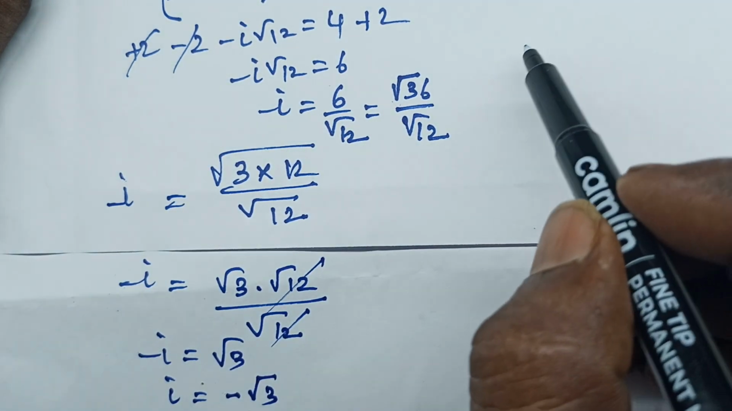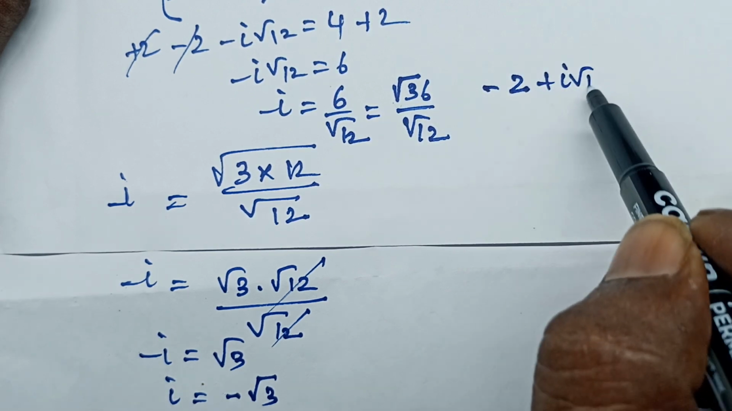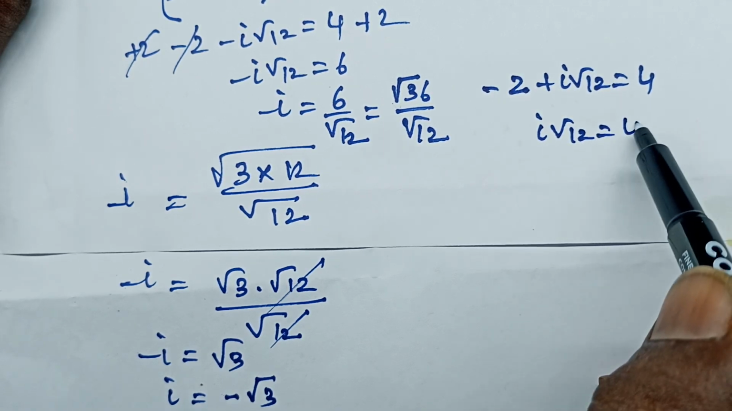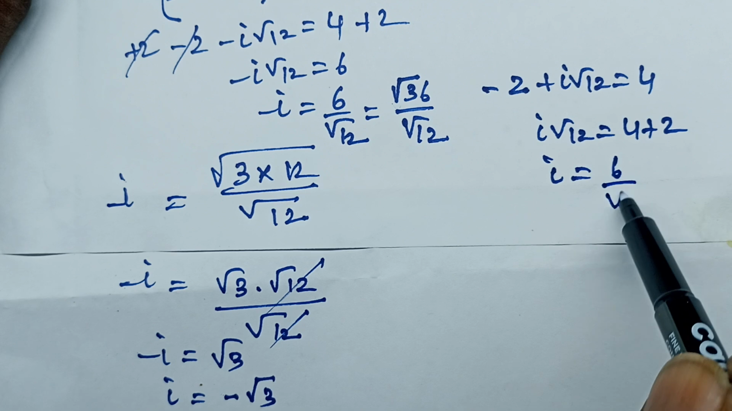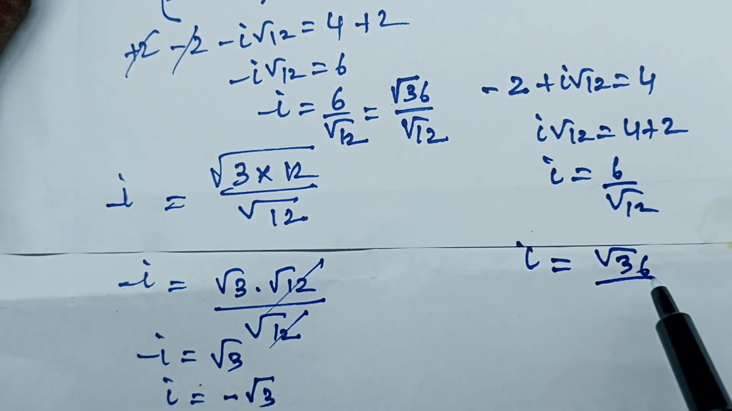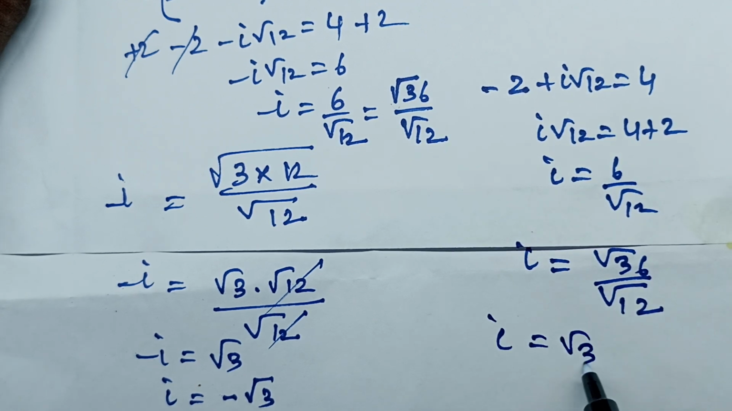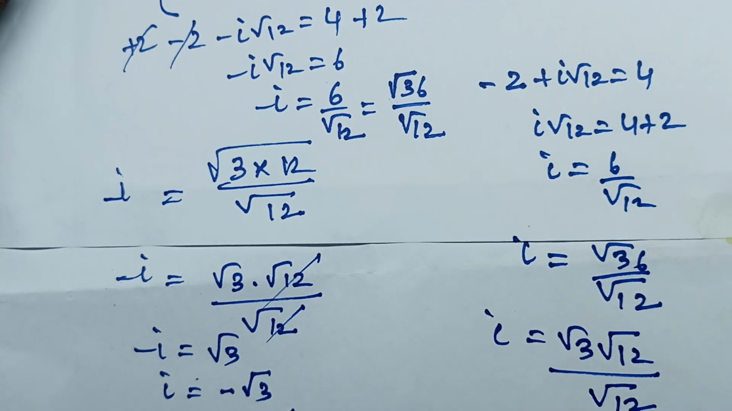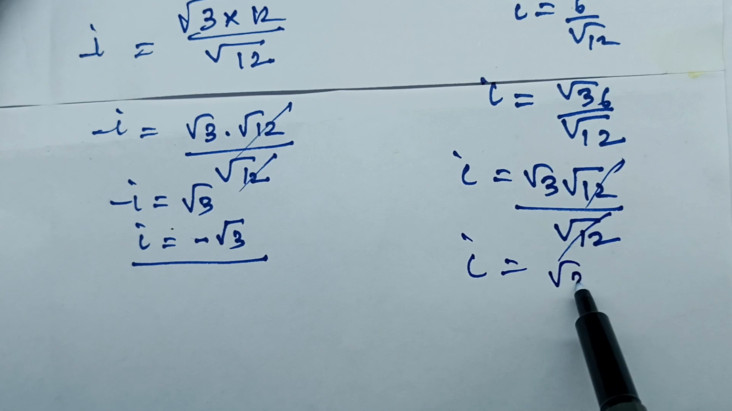And here minus 2 plus i root 12 equal to 4. So i root 12 equal to 4 plus 2. i equal to 6 by root 12. i equal to root of 36 by root 12. So i equal to root 3 into root 12 by root 12. So here i equal to root 3.